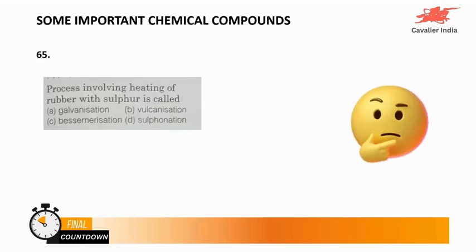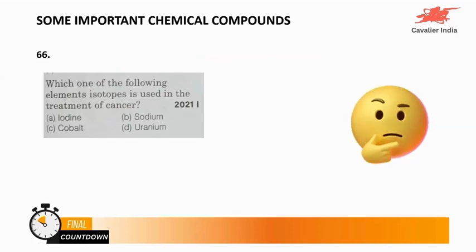Process involving heating of rubber with sulfur is called what? A is galvanization, B is vulcanization, C is bessemerization, D is sulfonation. Okay. Yeah, very good. Right answer. Vulcanization is the right answer, that is heating rubber with sulfur. Next, which one of the following elements' isotope is used in the treatment of cancer? Which element is used in the treatment of cancer? Yes, very good. Cobalt, very good. Cobalt isotope is used in the treatment of cancer.